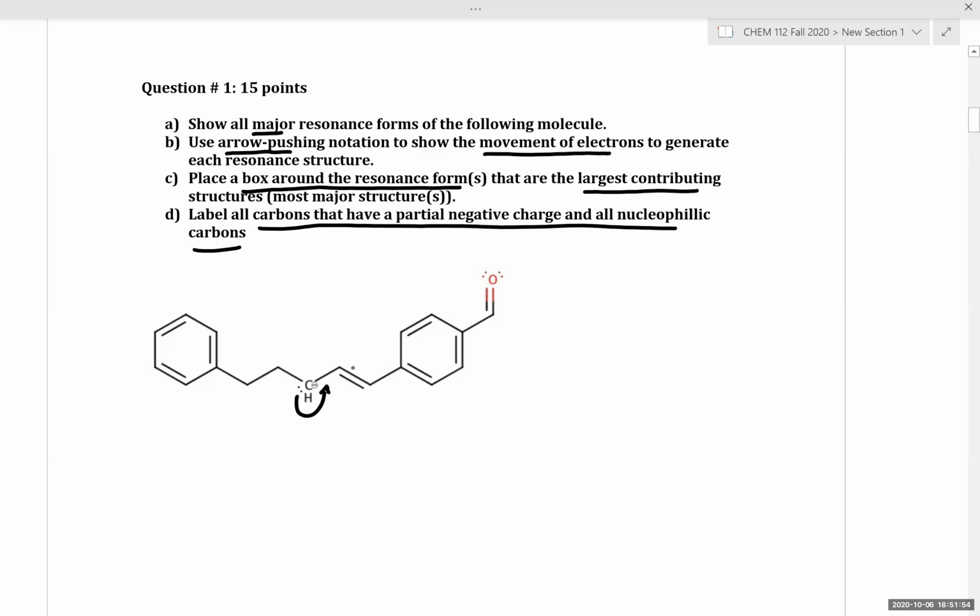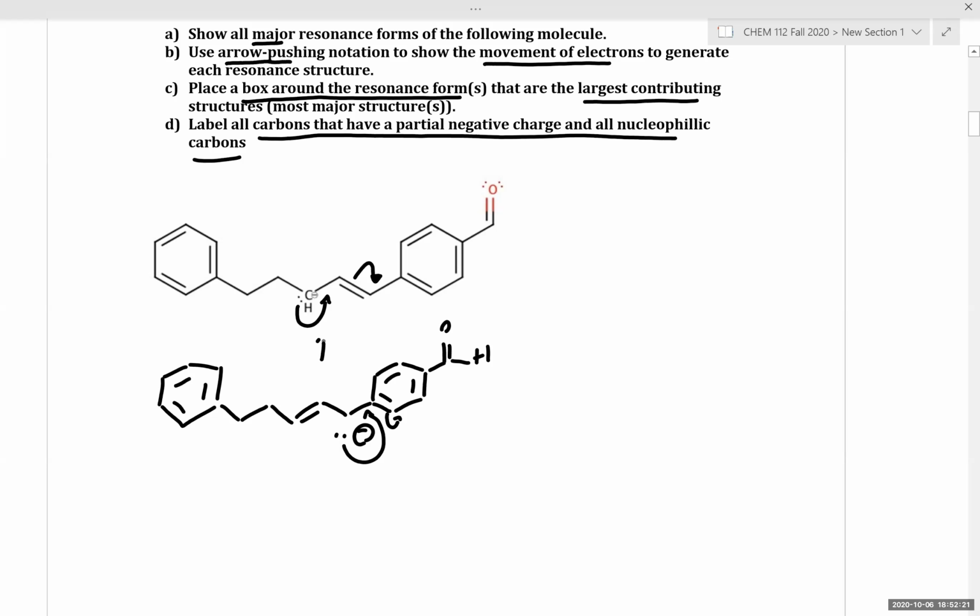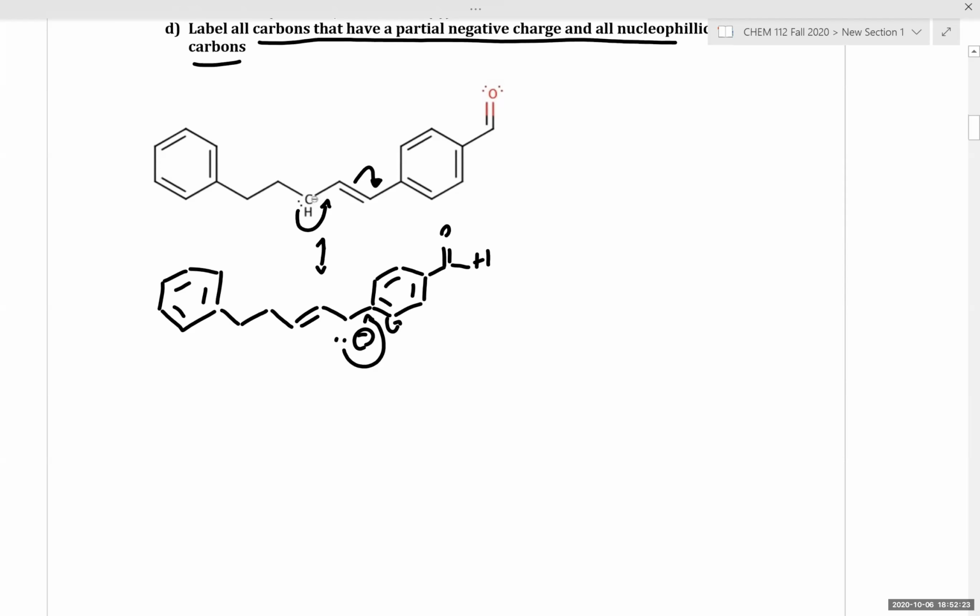So using arrow pushing notation, we can kick our lone pair through our pi system. And I explicitly asked you to draw each of the major resonance structures. So I notice on the exam, some students decided to skip some steps. Please make sure to draw out all of the major resonance structures. So let's do just that.